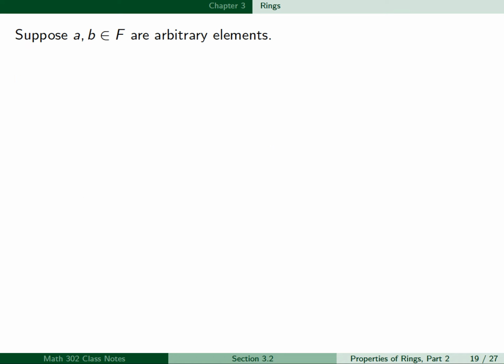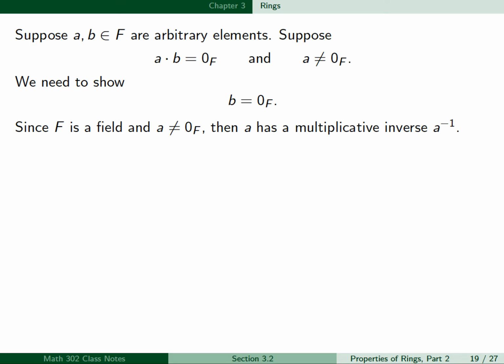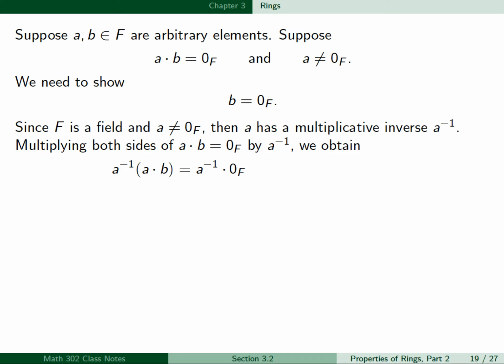So we'll suppose that A, B in F are arbitrary elements. We'll suppose A times B is 0 and A is not equal to 0. That's the hypothesis in the equivalent statement. And we need to show that B is equal to 0. Now since F is a field and A is not equal to 0, then A has a multiplicative inverse. Multiplying both sides of AB equals 0 by A inverse, we obtain A inverse times the quantity AB is equal to A inverse times 0.